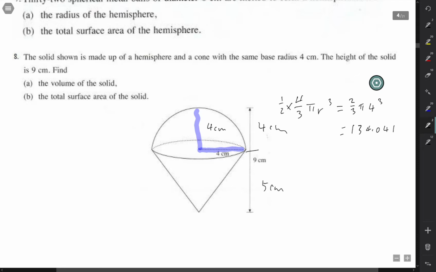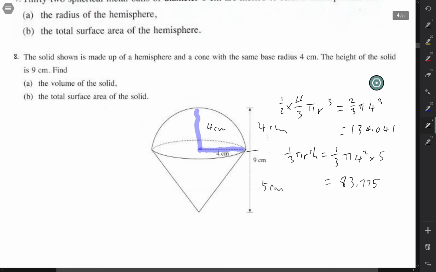Okay, next for the cone. So the formula for the cone is 1/3 base area times height. So it's 1/3 pi r square h. Okay, for the cone, we get 1/3 pi 4 square times 5. Oops, times 5. Okay, that will be equal to 83.775. Alright, so that's the volume of the cone.